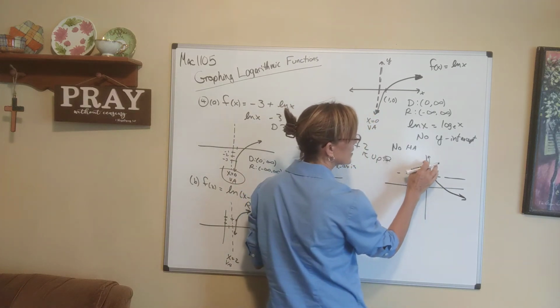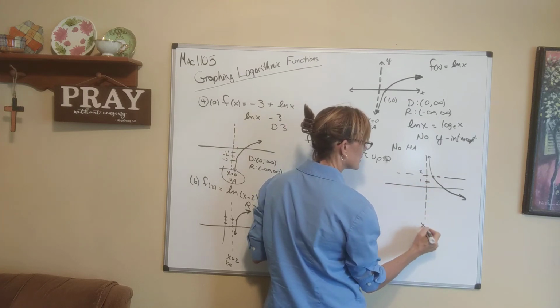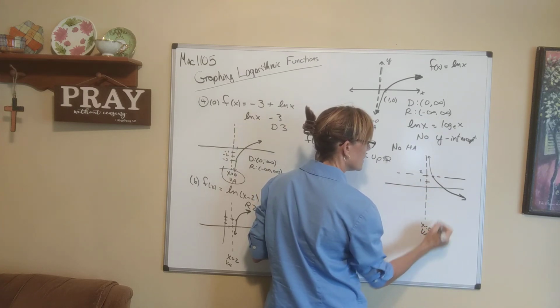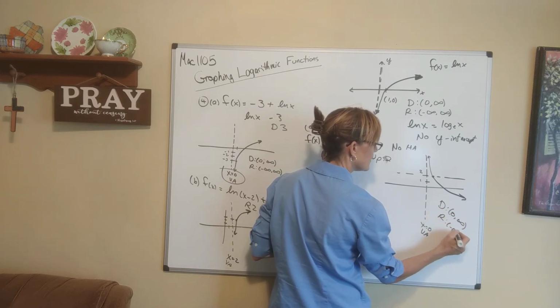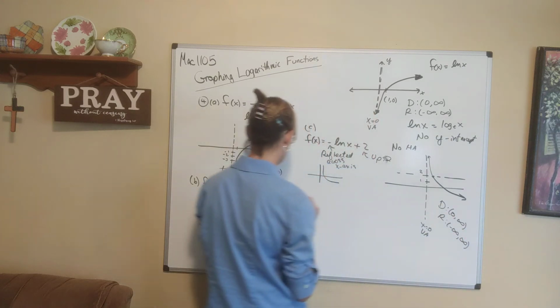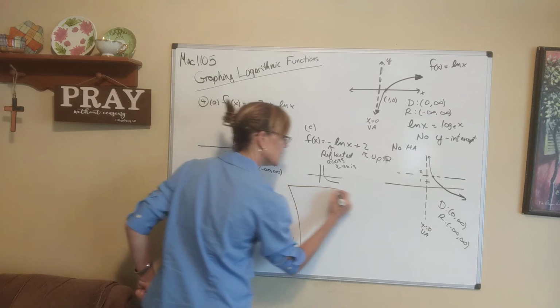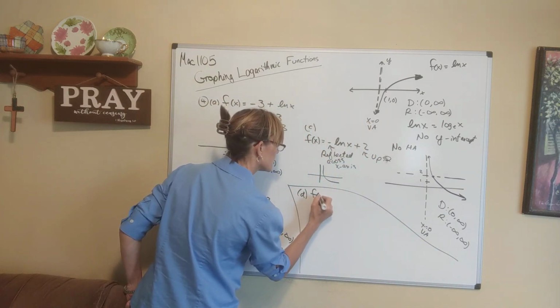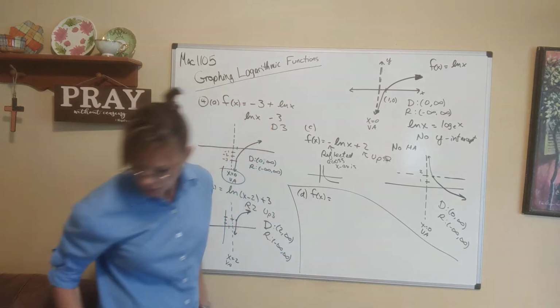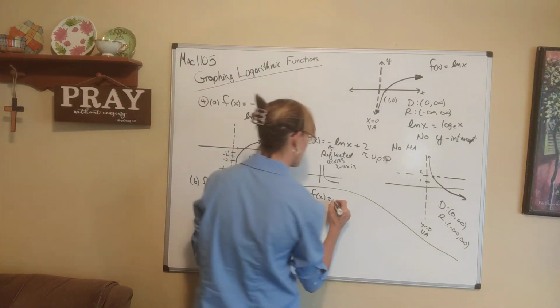Where is the vertical asymptote? It is still at x equals 0. The domain is 0 to infinity. The range is negative infinity to positive infinity. All right, I think there's just one more of these we're going to do. D looks like this. F of x is equal to the natural log of x plus 3.